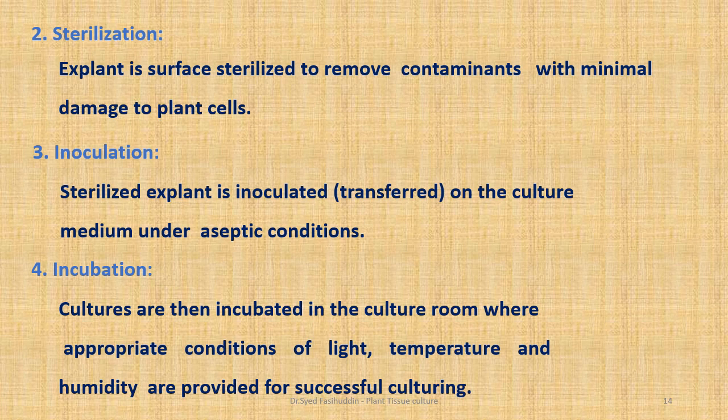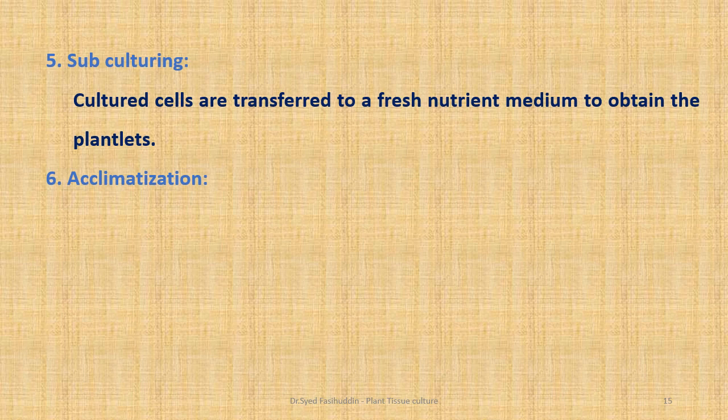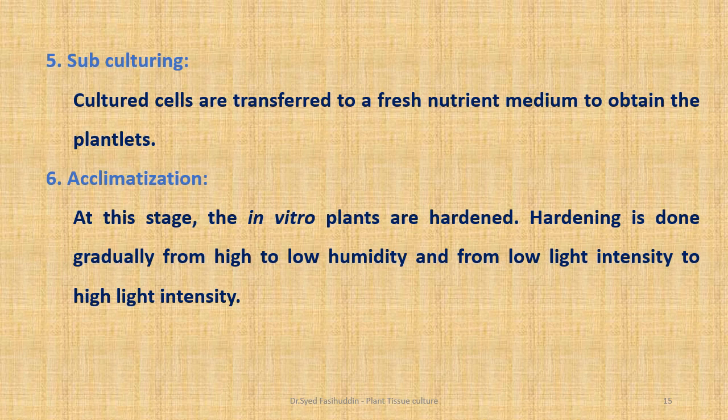Subculturing. Cultured cells are transferred to a fresh nutrient medium to obtain the plantlets. Sixth one, acclimatization. At this stage, the in vitro plants are hardened. The hardening is done gradually from high to low humidity and from low to high light intensity.